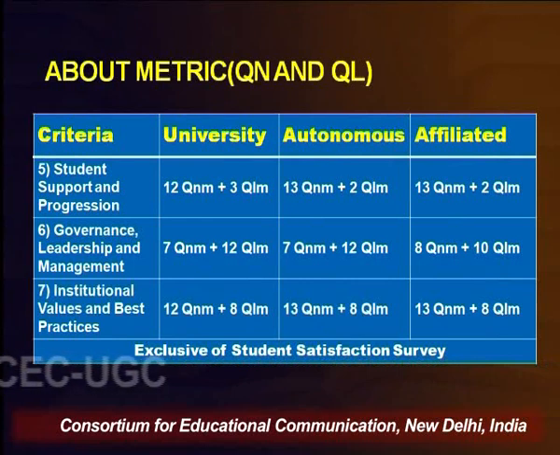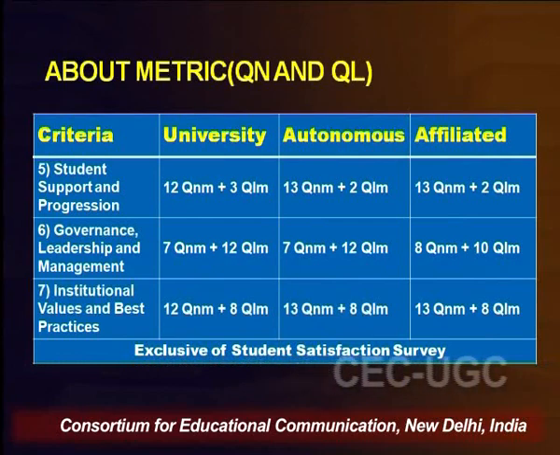In case of institutional values and best practices, we have 12 quantitative and 8 qualitative, and 13 and 8 in case of autonomous and 13 and 8 in case of affiliated colleges. So all these parameters are exclusive of the student satisfaction survey.